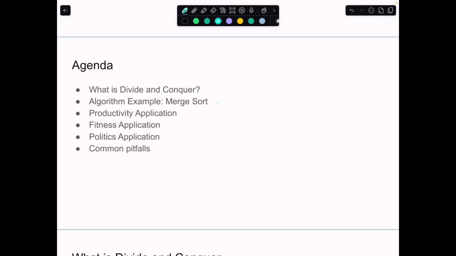Let's dive in. So here is our agenda today. We'll first talk about divide and conquer, the concept. And then we'll talk about a concrete example of how to apply divide and conquer in sorting problems. Concretely, we'll talk about merge sort algorithm. After that, we'll talk about 3 applications of divide and conquer in real world. Concretely, we'll talk about productivity, fitness, and politics application of divide and conquer. And lastly, we'll talk about some common pitfalls and how to avoid them.